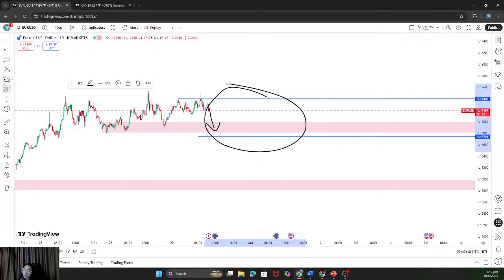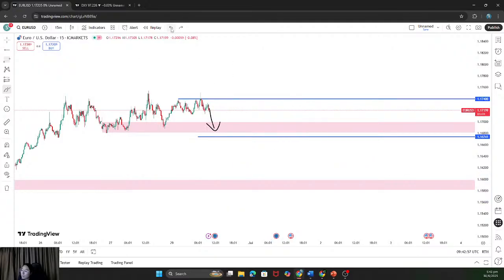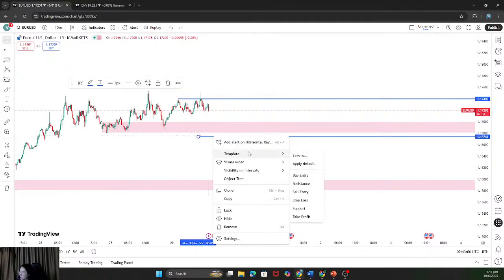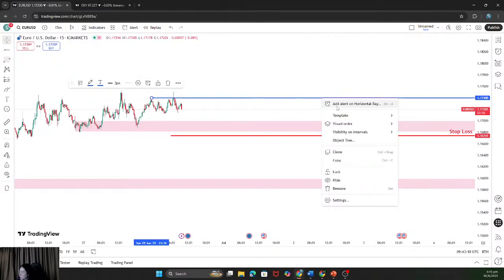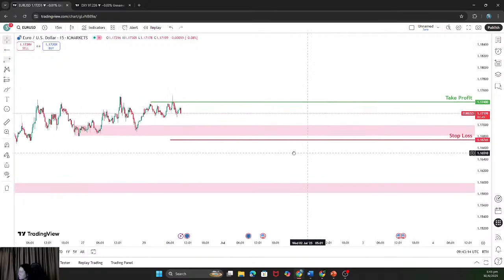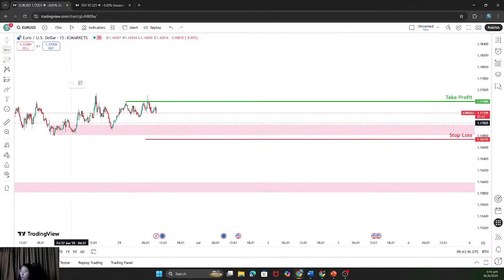But if it's a little more toward swing trading or a longer trade, I might want to wait for price to pull back to this area. I just don't know if it's going to get there, but that's basically the idea of it. I'm going to get rid of this. This is going to be my stop loss, my take profit, and my entry is somewhere within this pink box.